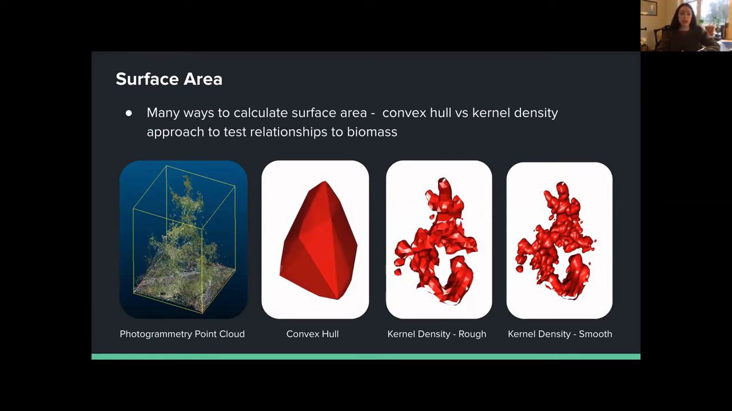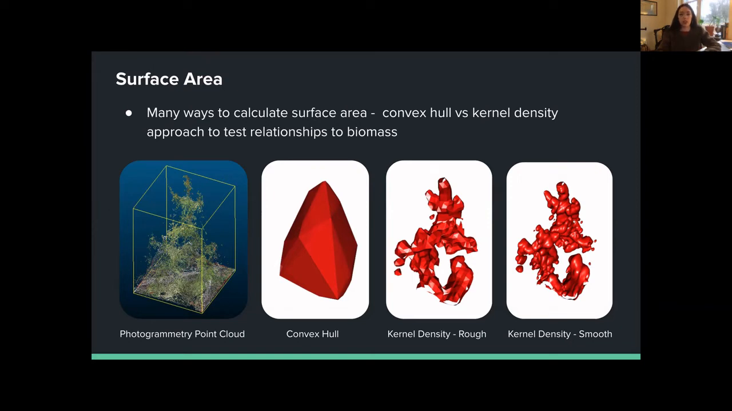We were not only interested to see if the surface area of our models could be used to predict biomass, but we were also interested in identifying the best method of calculating surface area. So we tested a few different approaches to calculating this metric. We tested a convex hull approach, which essentially takes a point cloud and interpolates the shell around it, and a kernel density approach, which generates surface area by computing a three-dimensional kernel density estimate.